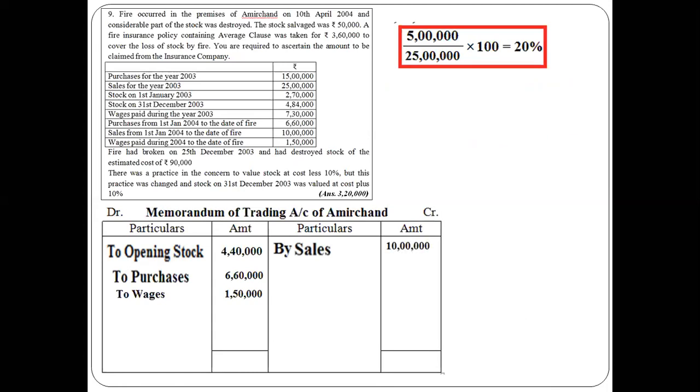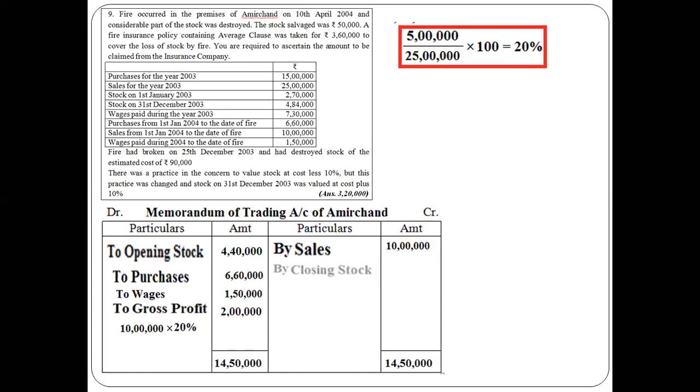Then next and most important is gross profit. So the percentage we calculated is 20%. This will be applied on sales to calculate the gross profit. Therefore, 10 lakhs into 20%, 2 lakhs will be our gross profit. Once we calculate gross profit, we will close the ledger account. Whichever side is more, we will write the same value on both sides. That is, the debit side is more, so 14,50,000 is recorded on both sides.